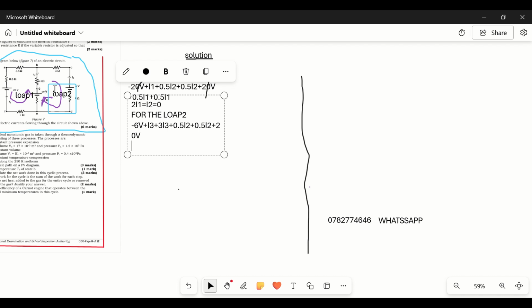So simply this will give us 4 I3, then I2, which will give us negative 14. So after getting this, we can use the current rule.